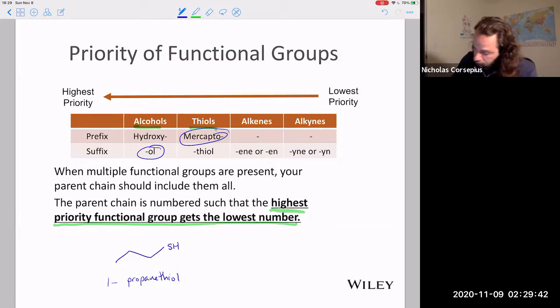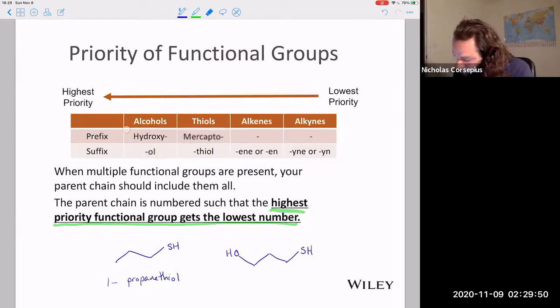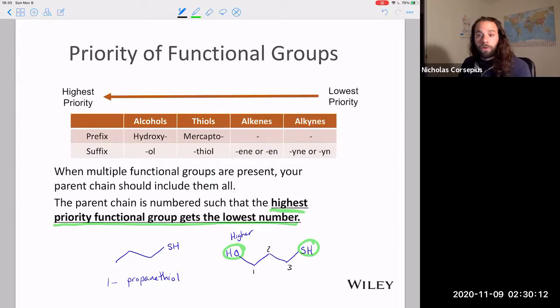Okay, so take this same molecule, but stick this alcohol group on there. Now I have two functional groups, right? So this is the thought process you're going to go through. I have two functional groups. This one is the higher priority. So that means I'm going to start numbering to give that the lowest possible number. So this would then be 1, 2, 3. So then it's going to be a propanol.